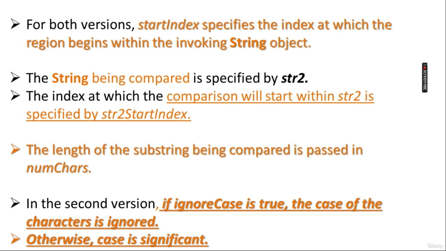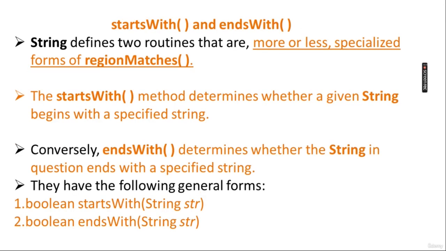So in short, the first version of regionMatches and the second version are both the same. In the first version, case sensitiveness is there, and in the second, case is ignored. If ignoreCase is true, the case of the characters is ignored. Otherwise, it is significant.